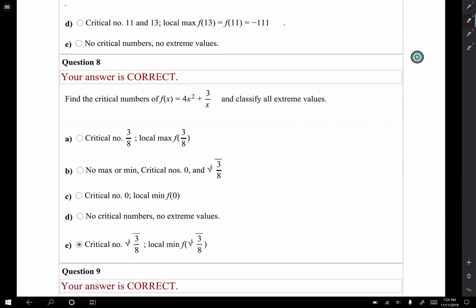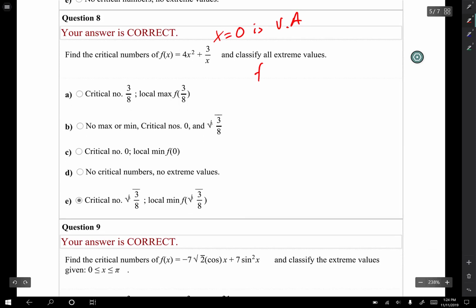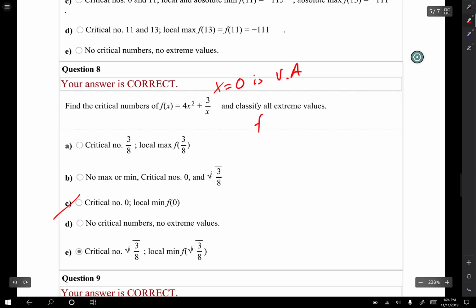Find the critical numbers of this function. So here we go. X equals 0 before you even start. X equals 0 is a VA. It's a vertical asymptote. It is not a critical number. So delete anything that has 0 as a critical number. Delete. And that's the only one that has 0 as a critical number.